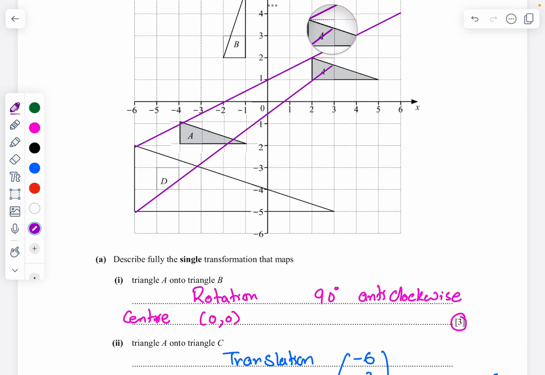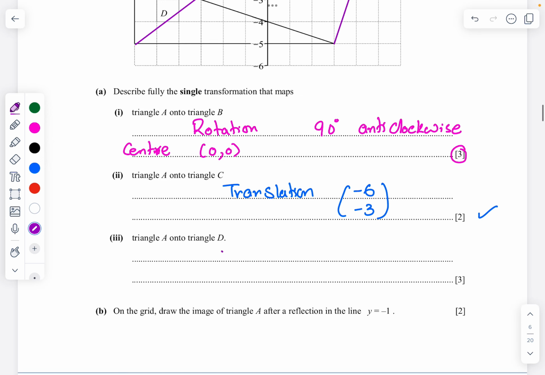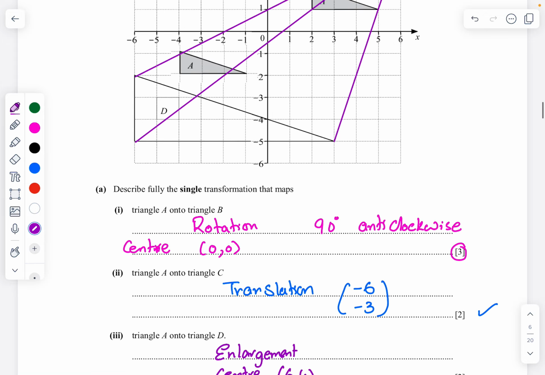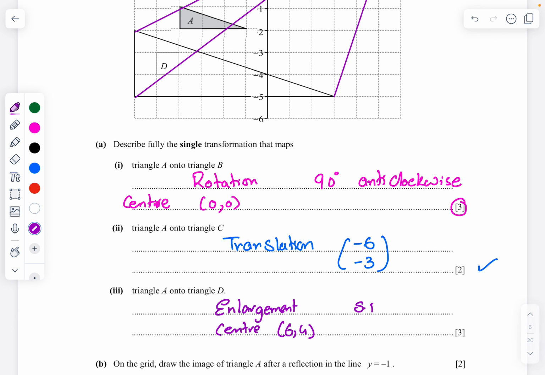And we can clearly see that the respective vertices are meeting at 6, 4. So it is enlargement. Then center. Center is 6, 4. And how many times it is being enlarged? The scale factor. We have to write the scale factor.